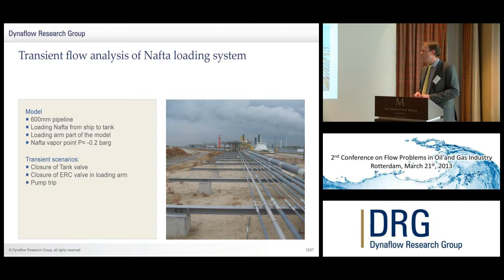The transient scenarios the client was interested in were the closure of the tank valve, the closure of the ERC valve, which is near the loading arm, and the pump trip. In this particular case it was an offloading system, so the pump would be at the ship, and therefore it was a sort of unknown variable. We didn't have much information about the pump because it depended on the ship that was going to be there. So we tested two different types of pump trip, a pump with very low inertia and one with a little higher moment of inertia.